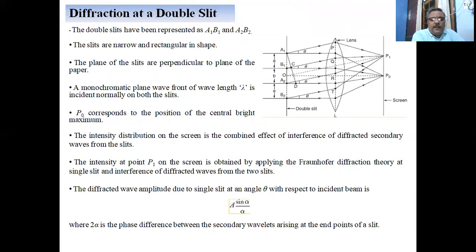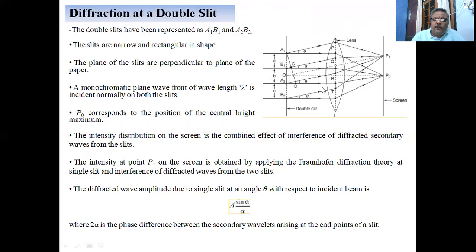So for the diffraction at a double slit, we have two slits, which are represented by A1B1 and A2B2. These slits are narrow and rectangular in shape, and the plane of these slits is perpendicular to the plane of the paper. A monochromatic plane wavefront of wavelength lambda is incident normally on both the slits. P0 corresponds to the central bright maximum. The intensity distribution on the screen is the combined effect of the interference of diffracted secondary waves from the slits. The intensity at the point P1 on the screen is obtained by applying the Fraunhofer diffraction theory at the single slit and interference of diffracted waves from the two slits.